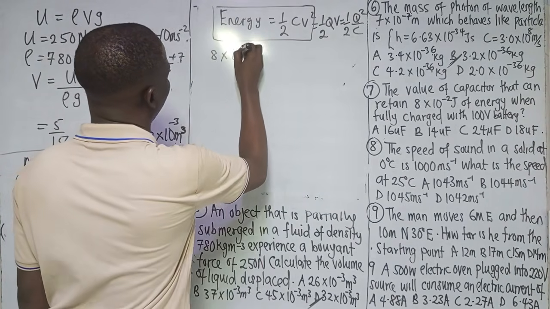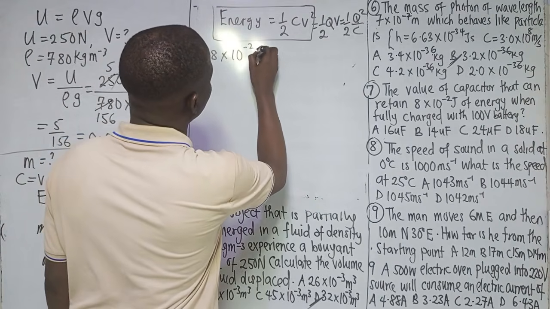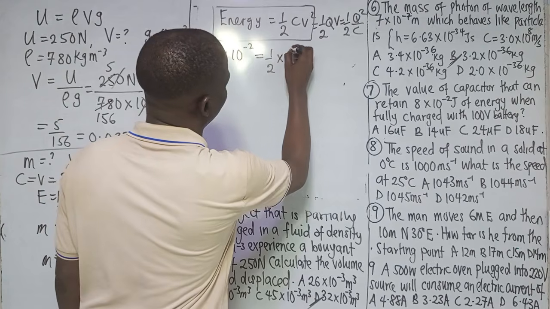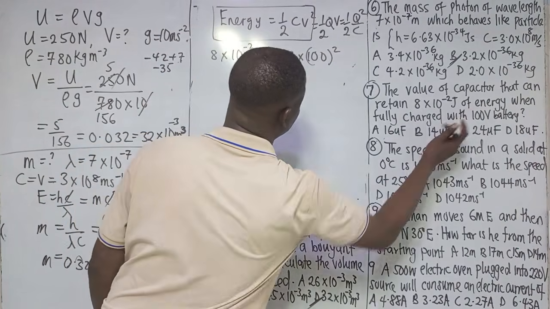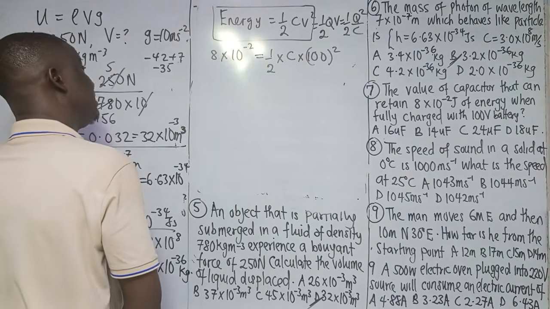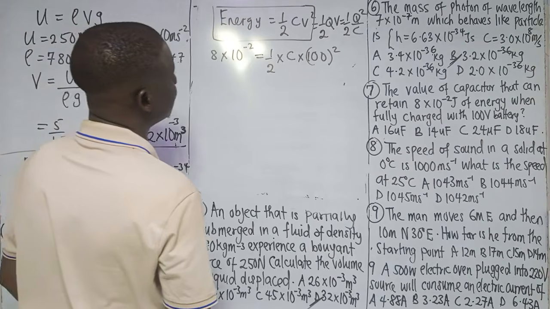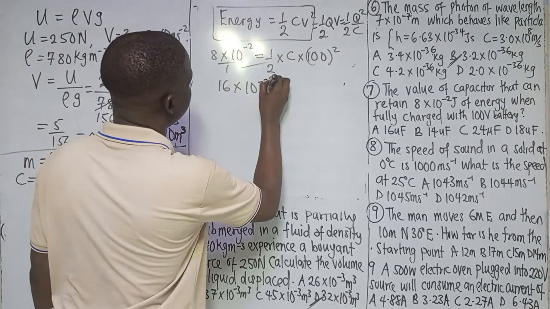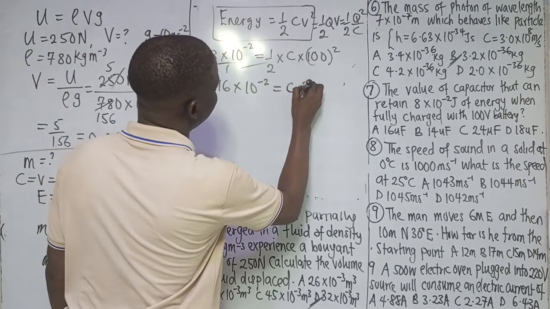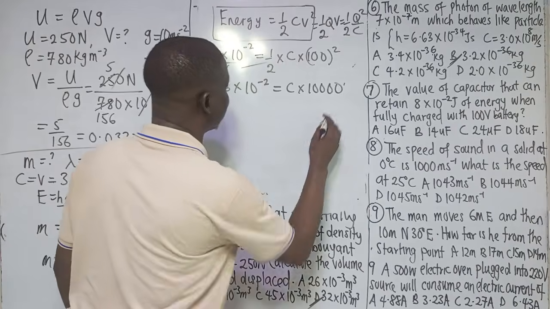8 times 10 power minus 2 joules is equal to 1 over 2 times C times 100 squared. The battery voltage is 100 volt, which is V. So we play with it. Cross multiply. We are going to have 16 times 10 power minus 2 equal to C times 10,000.